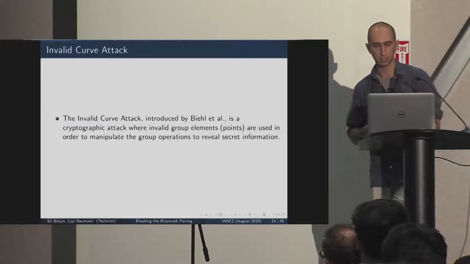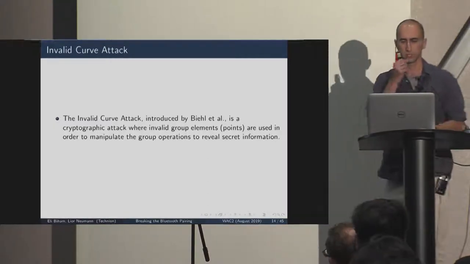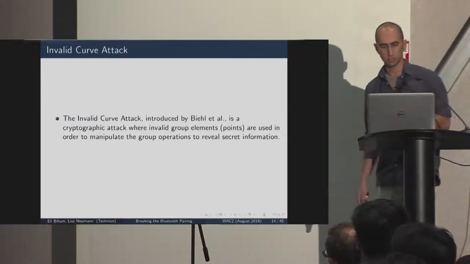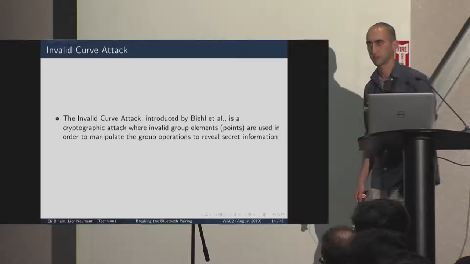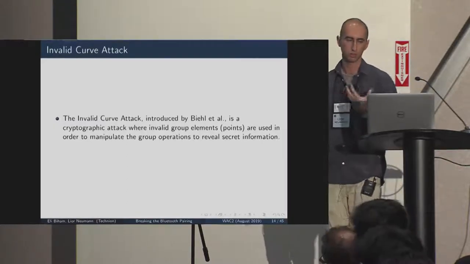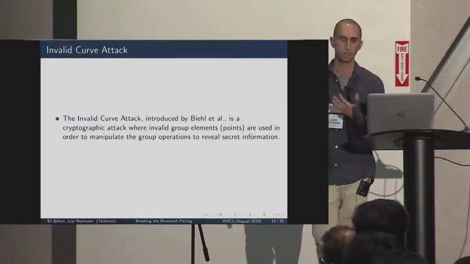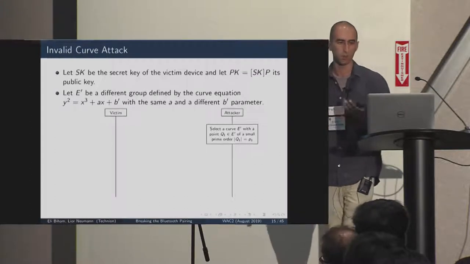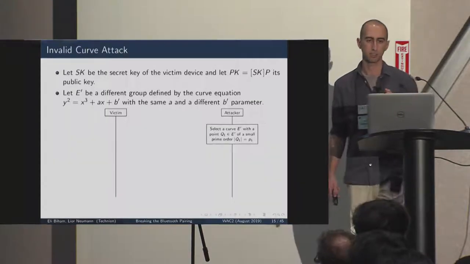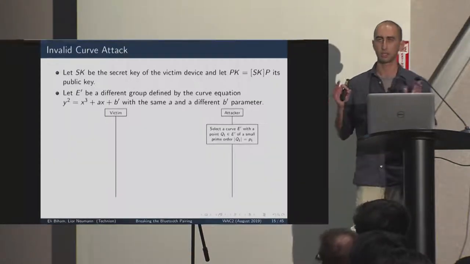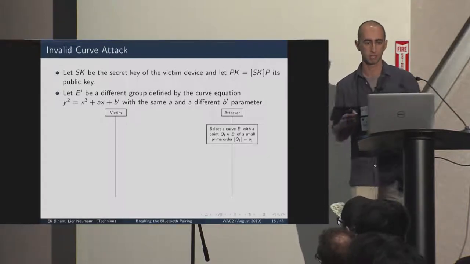Great. So now we can talk about the first major attack against protocols that use elliptic curve Diffie-Hellman, which is the invalid curve attack. Introduced by Biehl et al., this cryptographic attack uses points which do not satisfy the curve equation in order to extract, in our case, the secret key of a victim. So how does it work? We are in a scenario again of elliptic curve Diffie-Hellman. So we have a victim and an attacker.